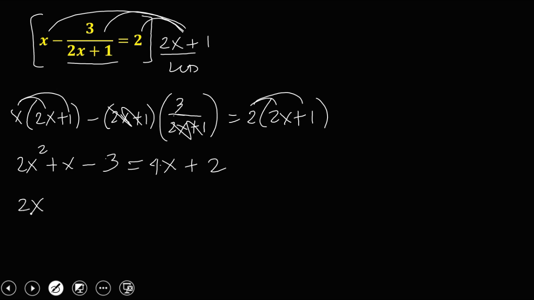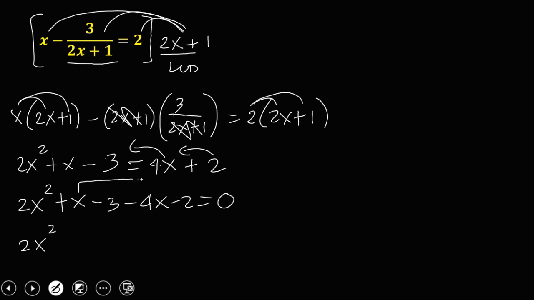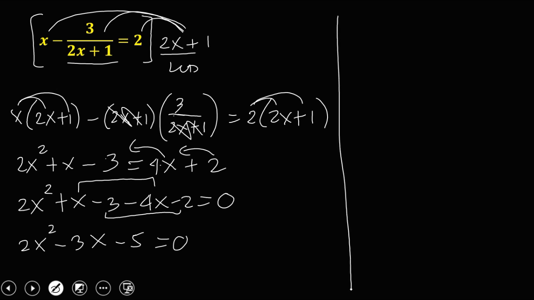Then equate this equation to 0, so transpose everything to the left side. So this becomes 2x squared plus x minus 3, then transpose negative 4x, transpose minus 2, that's equal to 0. Then combine like terms, so we have 2x squared, then x minus 4x is negative 3x, and negative 3 and negative 2 is negative 5, equal to 0. Now since we have a quadratic equation, we can solve this by factoring or the quadratic formula. So let's solve this one using factoring.